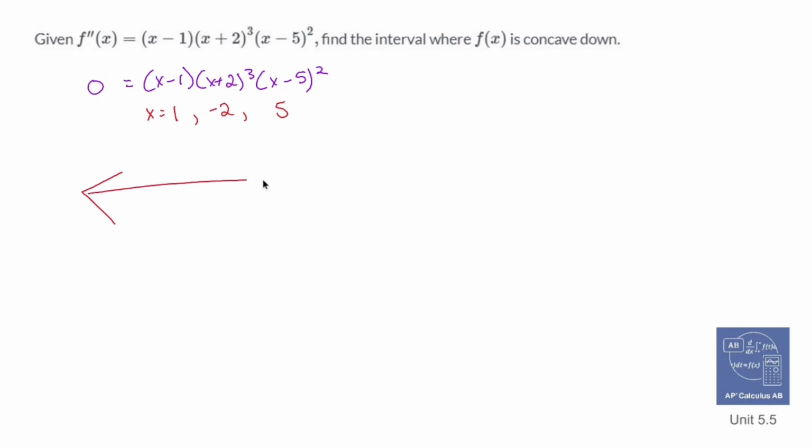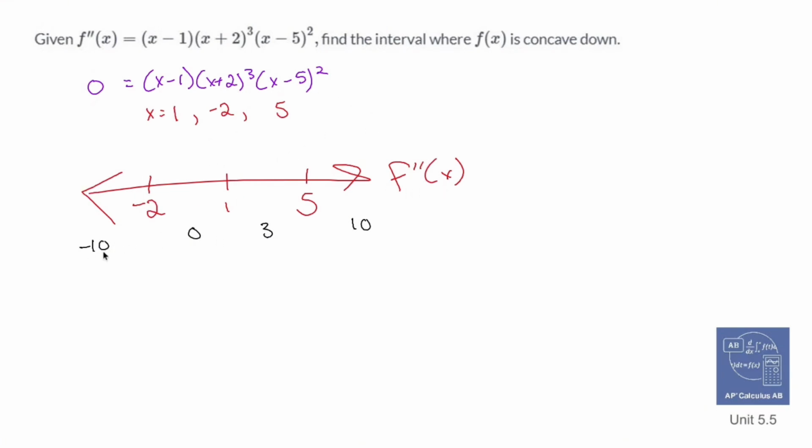So we make ourselves a sign table for f double prime of x, and my magic numbers are negative 2, 1, and 5. We take numbers that are within the intervals. So I'll take negative 10, plug it in. I'll take 0, plug it in. I'll take 3, plug it in. And I'll take regular 10, plug it in, and see if we get something that's positive or negative. In the intervals where it's positive, that means it's concave up. In the intervals where it's negative, that means it's concave down.